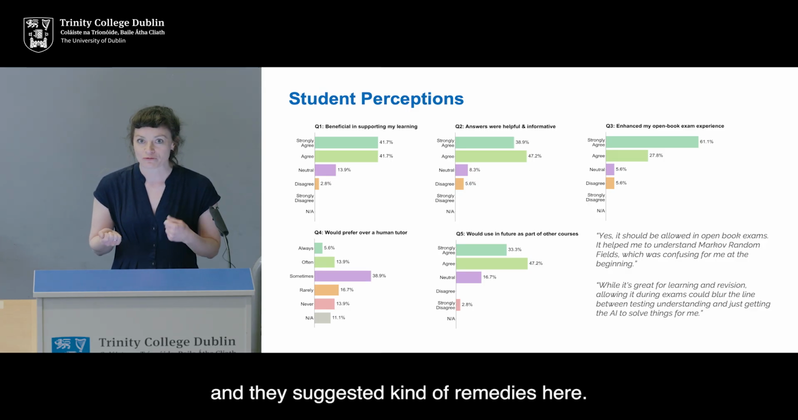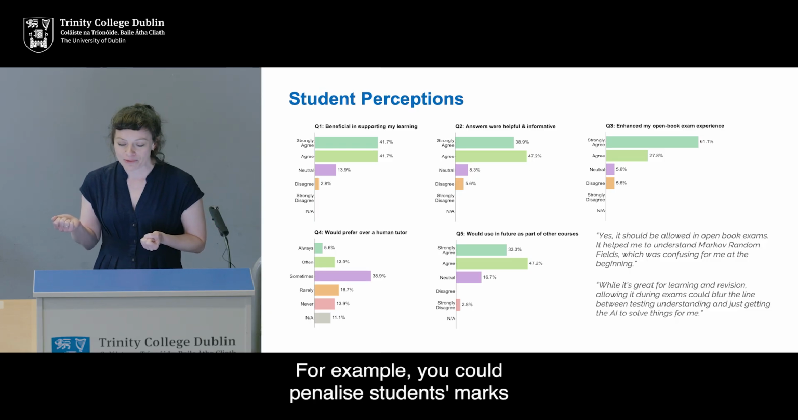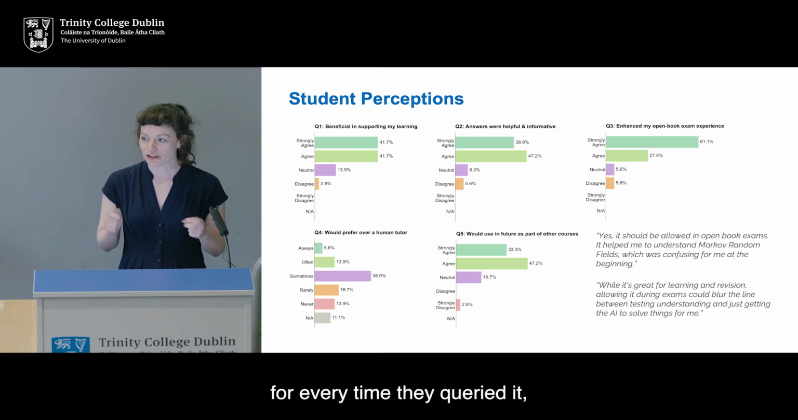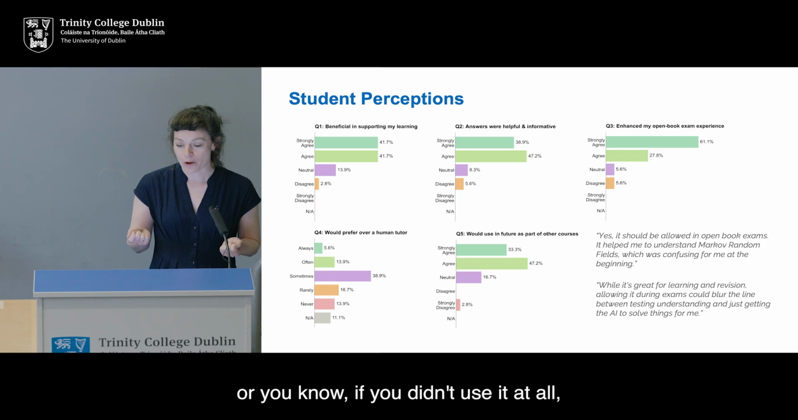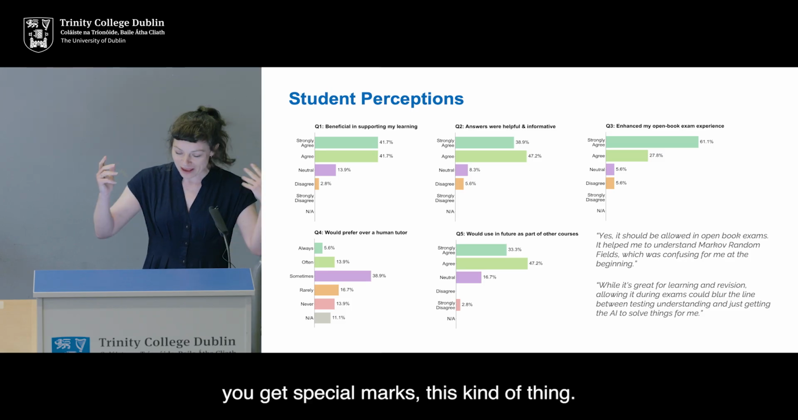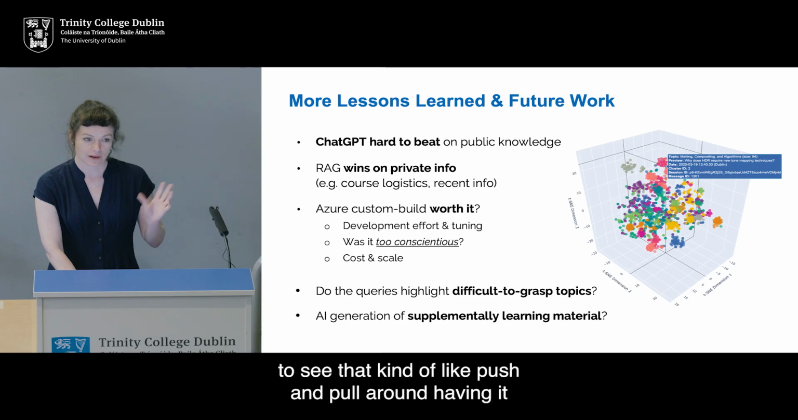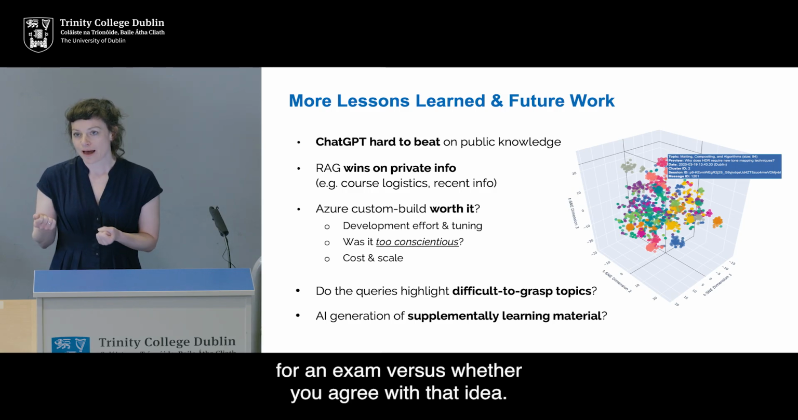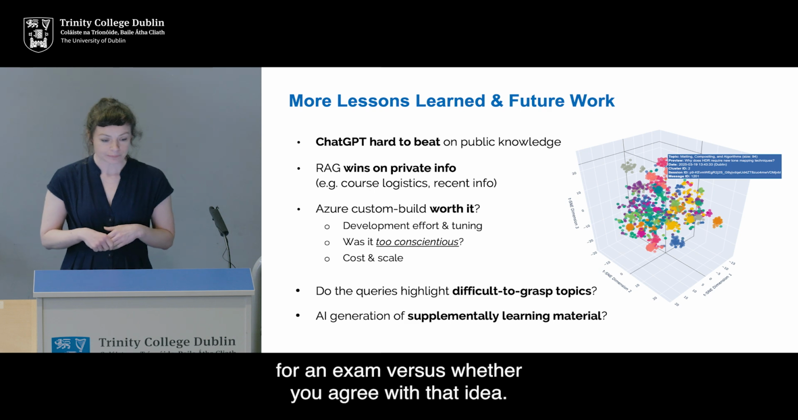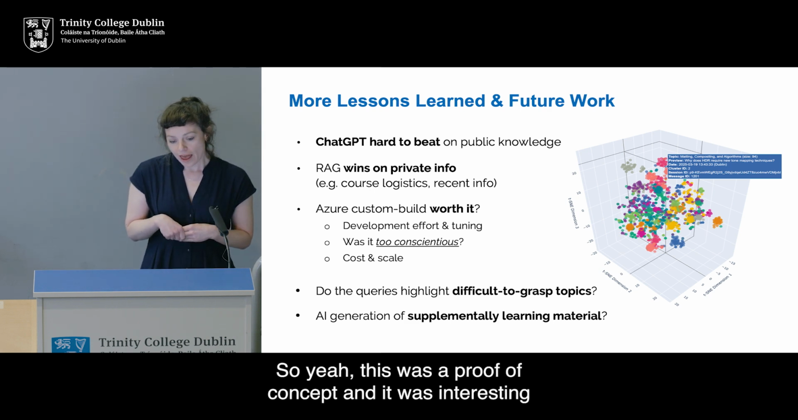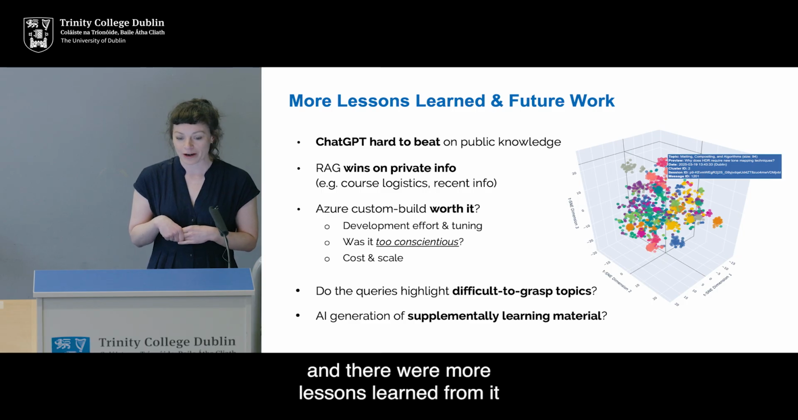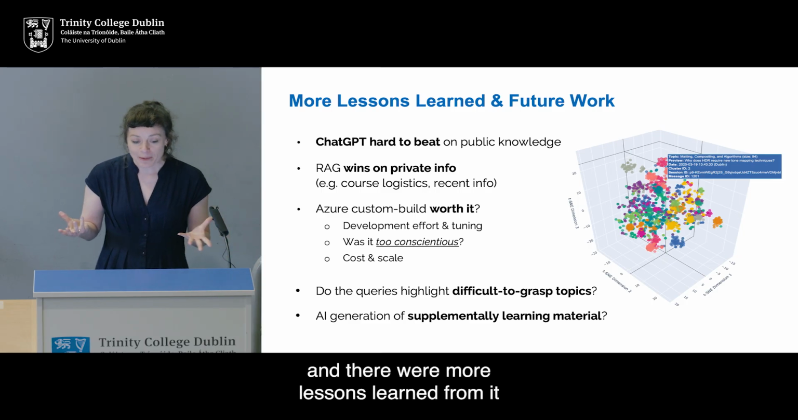And they suggested remedies here. For example, you could penalize students' marks for every time they queried it, or if you didn't use it at all, you get special marks, this kind of thing. So that was really interesting to see that push and pull around having it for an exam versus whether you agree with that idea. So yeah, this was a proof of concept, and it was interesting, and there were more lessons learned from it.